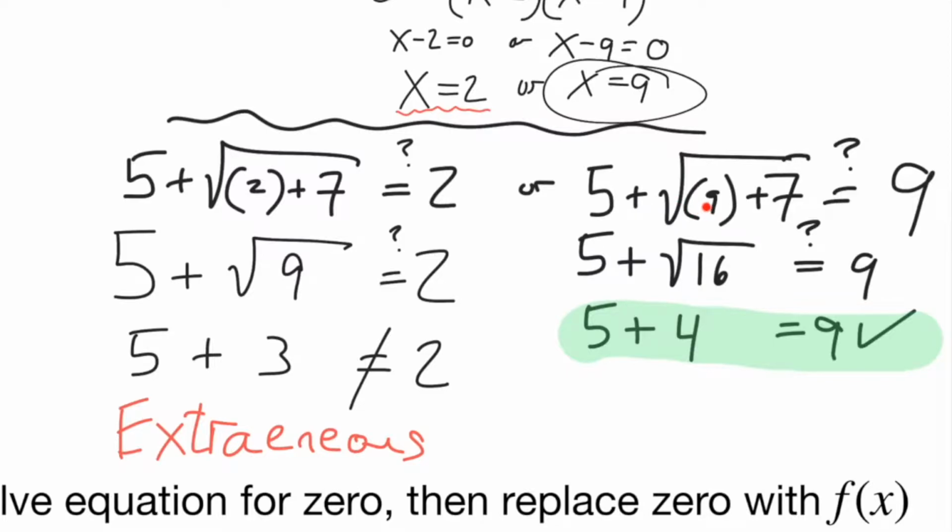Checking 9, it does work. We get a square root of 16, which is 4. 5 plus 4 does equal 9. So the only answer to this equation is 9.